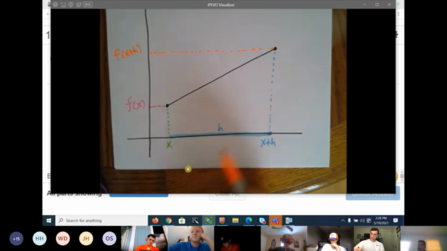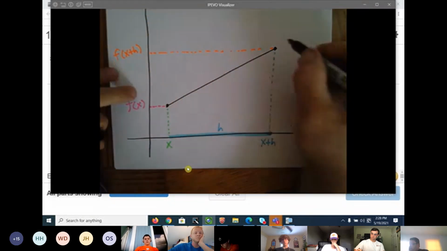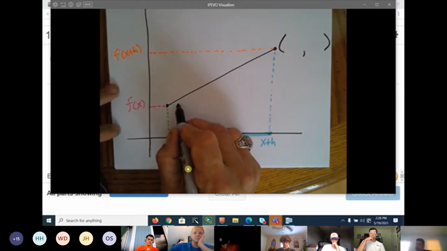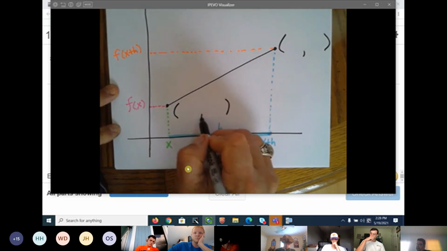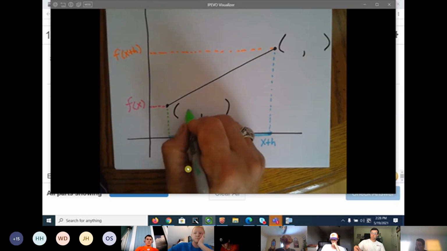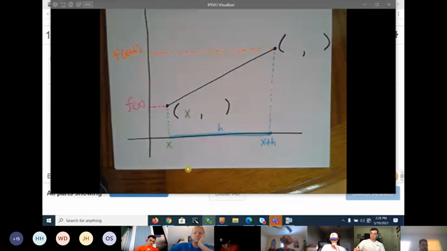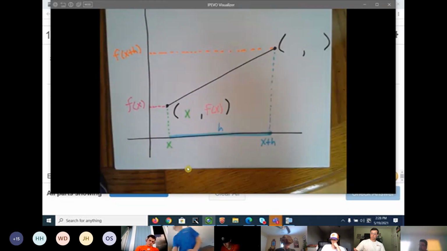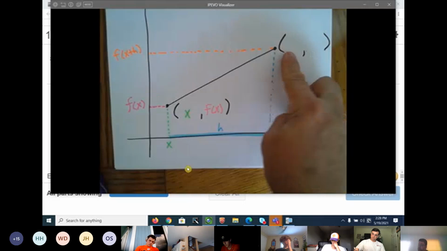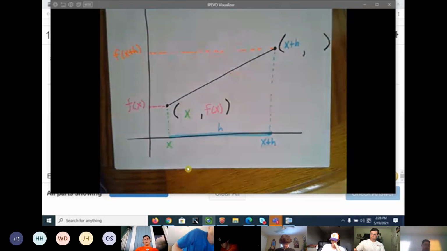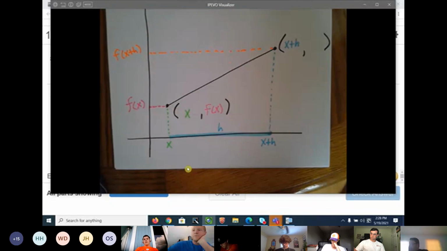So technically, I can write this point as a set of coordinates like this. And I can write this point as a set of coordinates, right? This point would be X and F of X. And this point would be X plus H and what? F of X plus H.